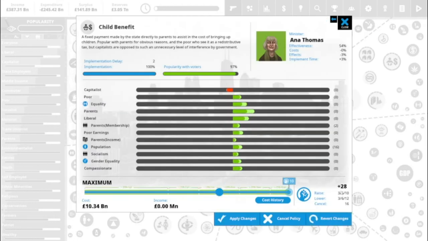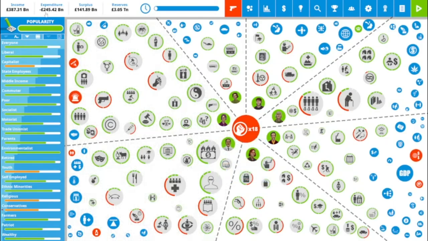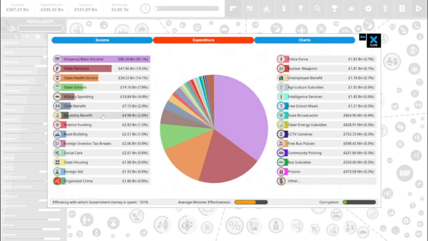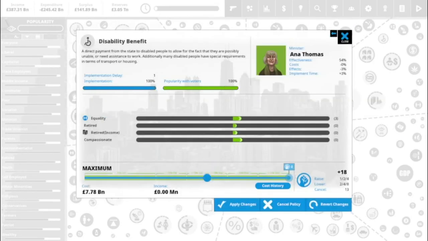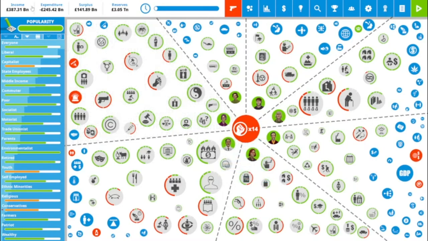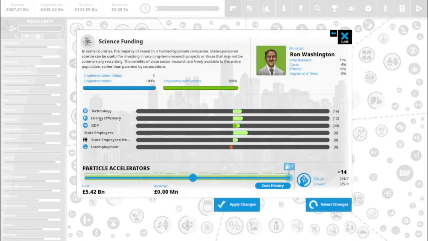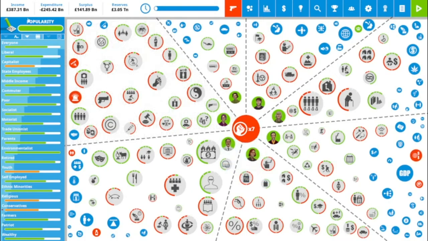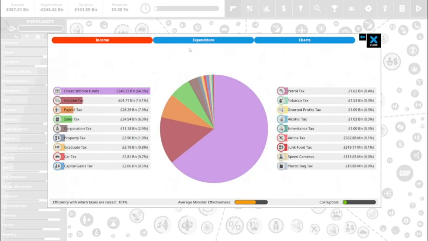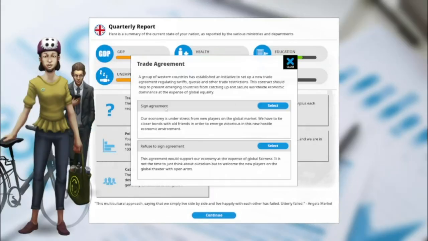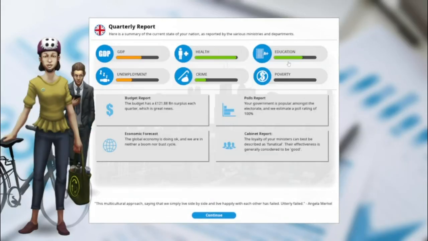Child benefit. Yeah, why not? Let's max it out. Disability benefit. Max it. What else can we do? What else can we spend money on? Science? Yeah, who doesn't like science? Is there anything else we can do? Road building? We can't change that a lot. Can't bother, just change it a little. Trade agreement? Sign it!